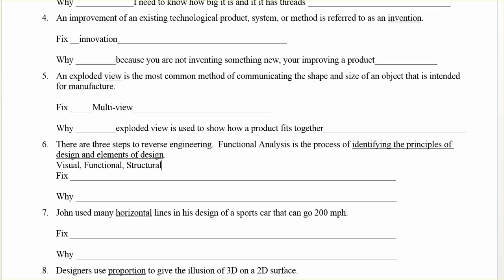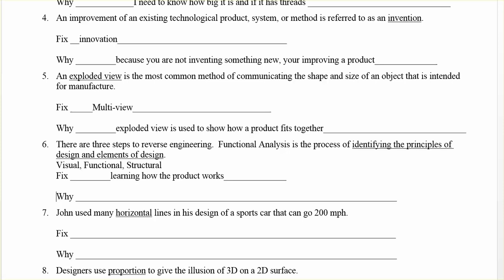Functional is when we're talking about how does it go or how does it work. That was the black box. Functional is how does it work. And then structural analysis is what is it made from. So the 3 steps to reverse engineering. Functional analysis, the process of identifying the principles and elements of design? Well, that's not functional analysis. Functional analysis is the process of learning how the product works.